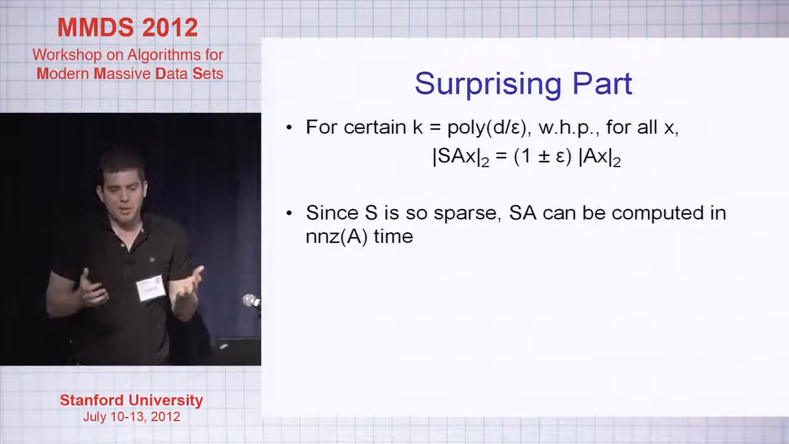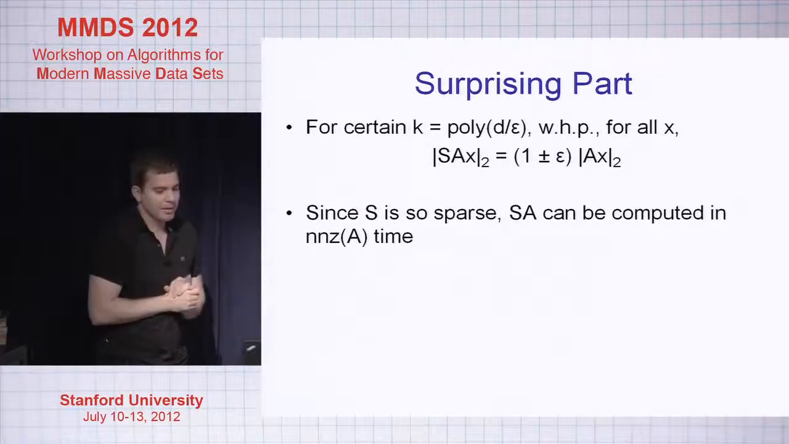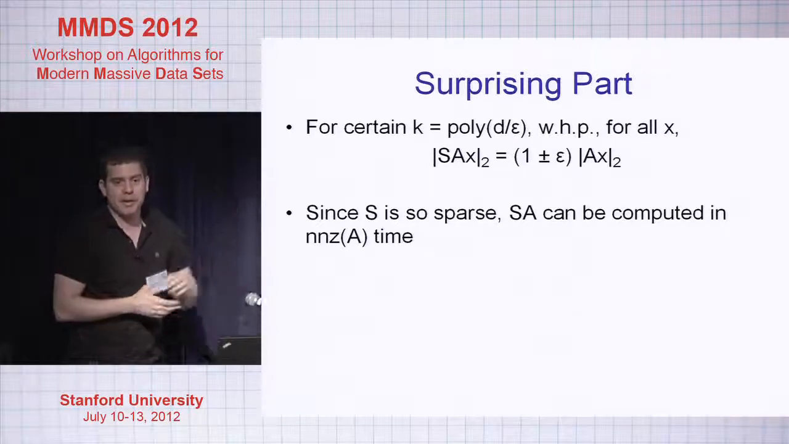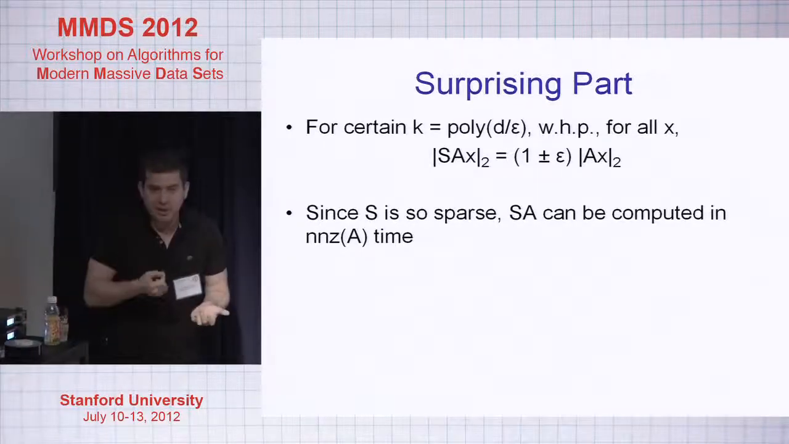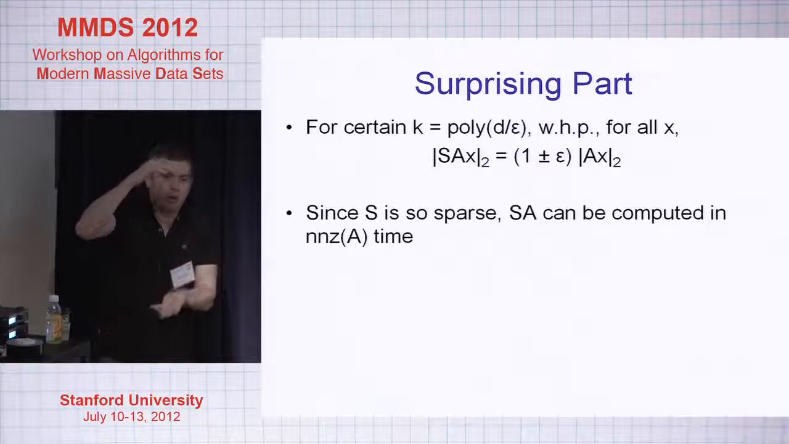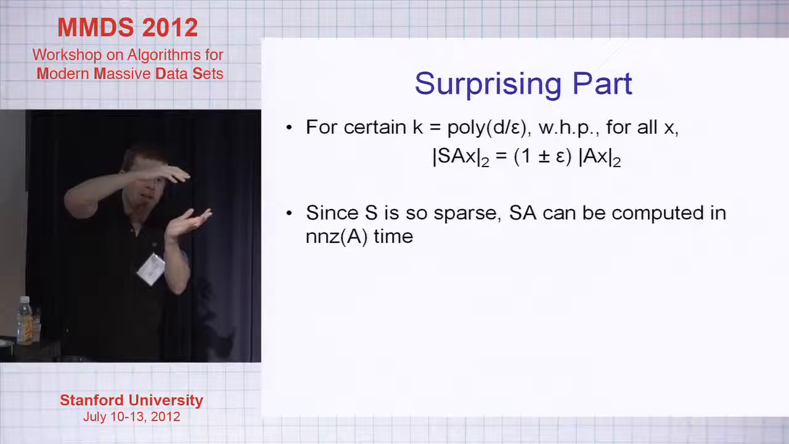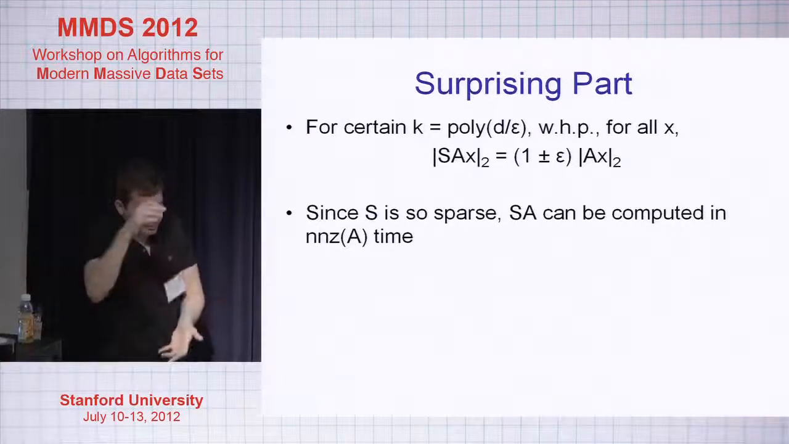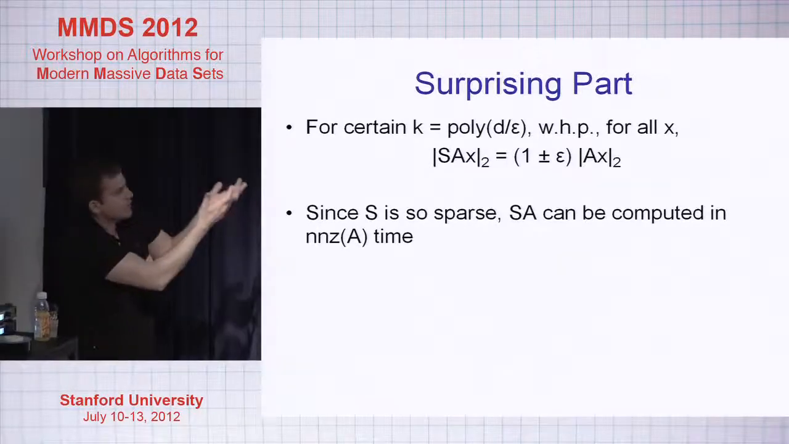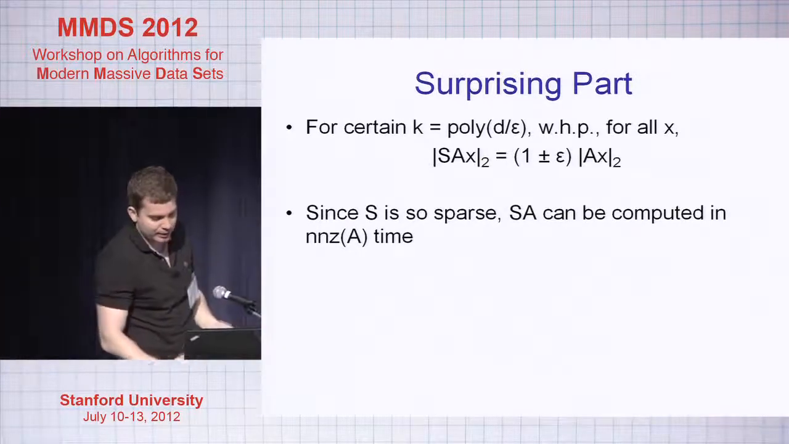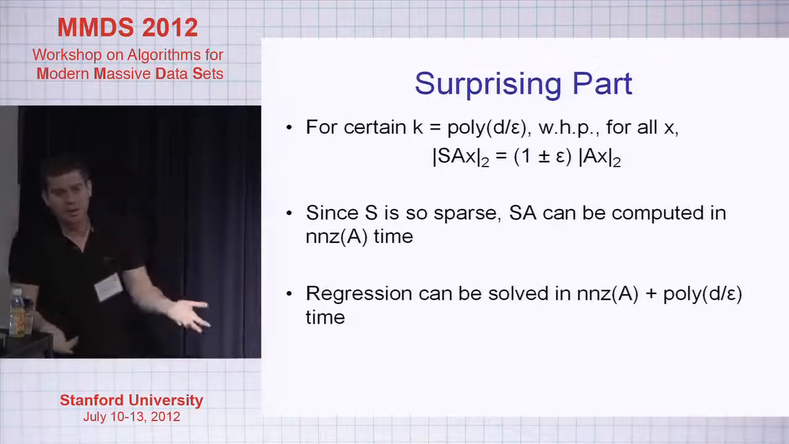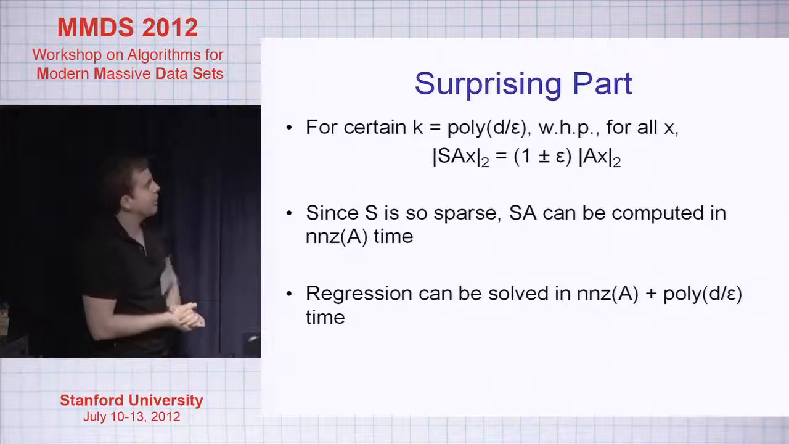Now, a word about the time complexity. As I said, S is so sparse that SA can be computed in the sparsity of A time, because you just touch each entry of A once. Each entry of A corresponds to a single row of S and a single column of S, and it just gets hashed to a single row. So SA, since it's so sparse, can be computed quickly. And as I said, once you have a subspace embedding, regression immediately follows. So we get regression from this result.